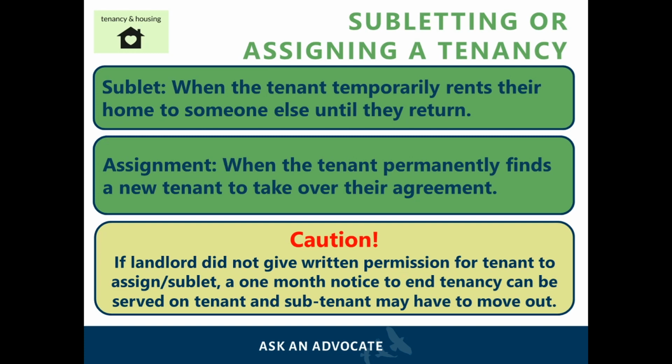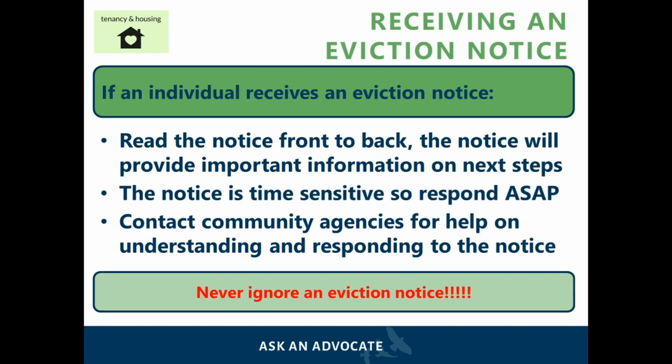A tenant is allowed to sublet their unit, which means that the tenant can temporarily rent their unit to someone else until they return. A tenant is also allowed to assign their unit to someone else, which means that the tenant can find someone to take over their tenancy. Both sublet and assignment require the landlord's approval first, and not receiving permission may lead to a 1-month notice being issued.